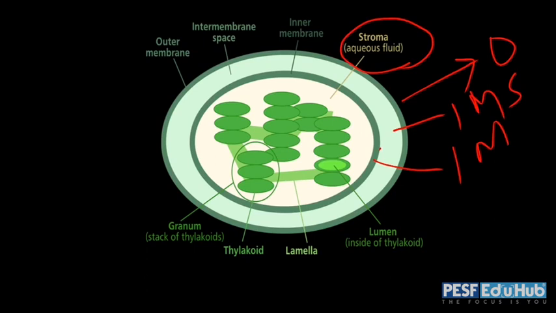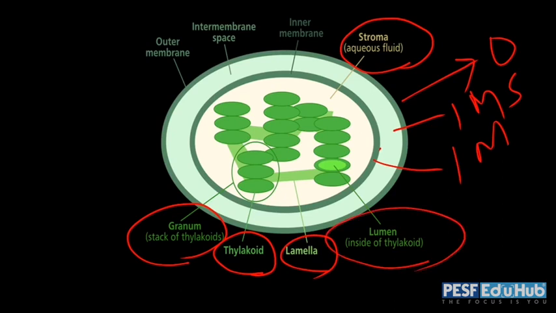This stroma has many coin-like structures called thylakoids. Many thylakoids pile up to form a granum, a stack of thylakoids. Stack means coins placed one above the other like that. A stack of thylakoids is called a granum. The thylakoids are linked by lamella. Inside the thylakoid you can see a space or cavity. That cavity is called the lumen of the thylakoid. This is the structure of the chloroplast.